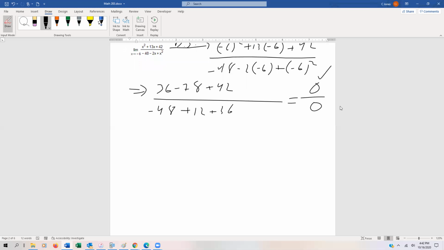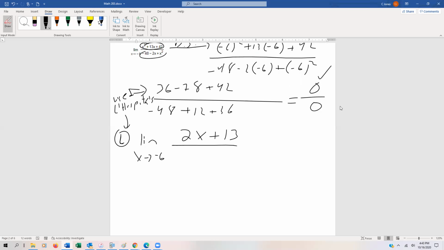And here's how we're going to do that. We're going to take the derivative of the top and the derivative of the bottom. Whenever I put an L with a circle in it, that means I'm using L'Hopital's rule. So if you see that, that just means I've used L'Hopital's rule. And so now it's going to become the limit as x approaches -6. Now notice the derivative of the top is going to be 2x plus 13. I'm just taking the derivative of this. And then the derivative of the denominator is going to be -2 plus 2x.